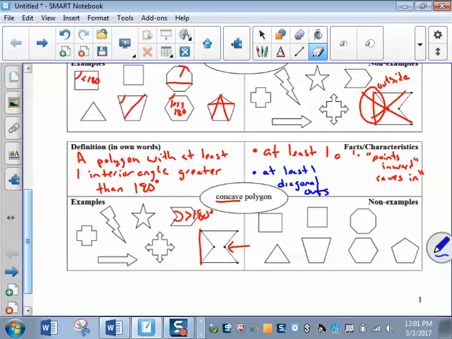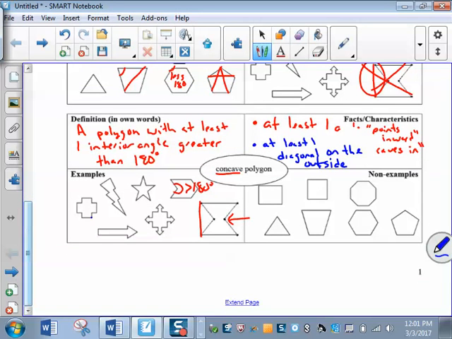I'll just write that nicer for you. So again, this diagonal's on the outside, that diagonal's on the outside, this diagonal's on the inside. Doesn't matter. As long as there's at least one on the outside, then it's concave. Right? So you see here all the examples of concave polygons were non-examples of convex. You have to be one or the other. You're either convex or you're concave. No polygon is both.